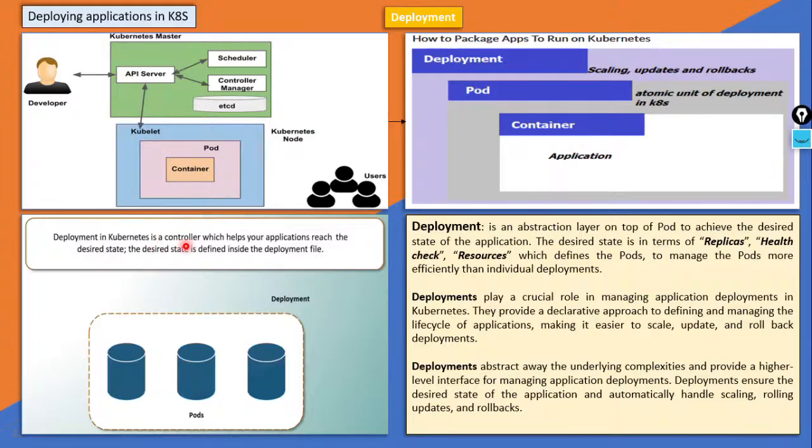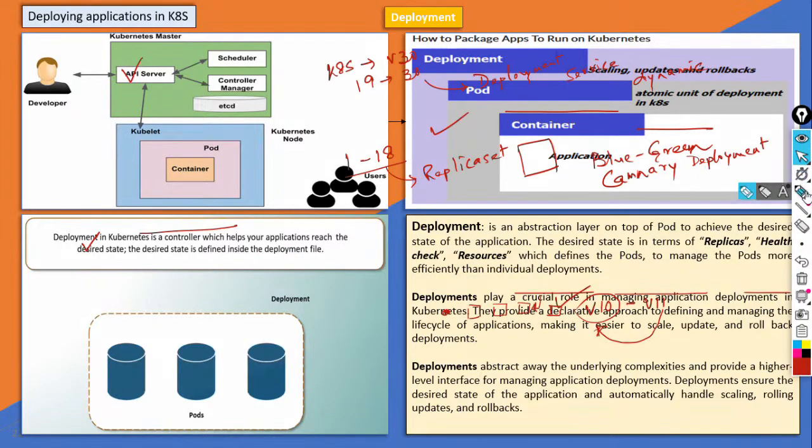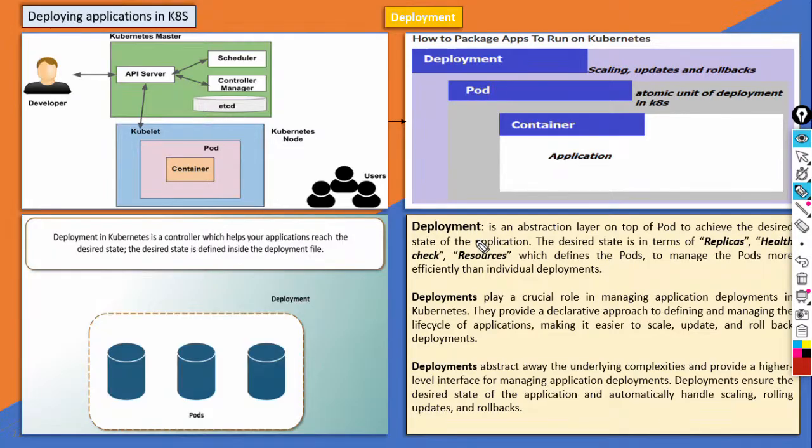Deployment in Kubernetes is a controller which helps your applications reach the desired state. The desired state is defined inside the deployment file. So where is it mentioned? It is mentioned in the deployment manifest file. So deployment is an abstraction layer on top of pod to achieve the desired state of the application. The desired state is in terms of replicas, health checks, resources. So everything you can define within the deployment manifest file.